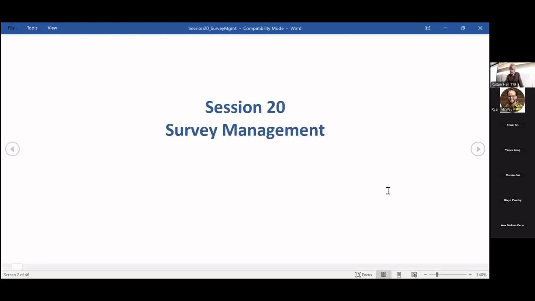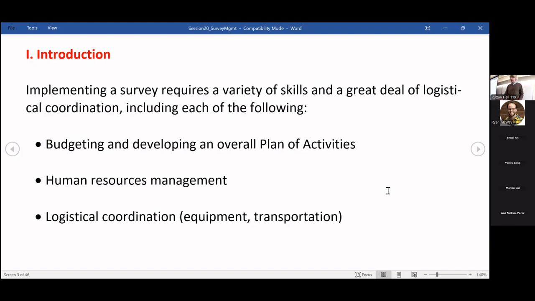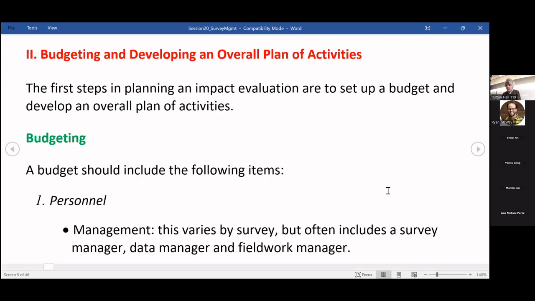Okay, yeah, survey management. So there's a lot of things to do with managing. You need to get a budget, you need a plan of activities, you need to hire people, you need to do all sorts of logistics, like maybe buying computers, in some cases even buying vehicles, arranging transportation and so forth, community relations, working with the different local areas where you're collecting data. So this kind of covers all that stuff.